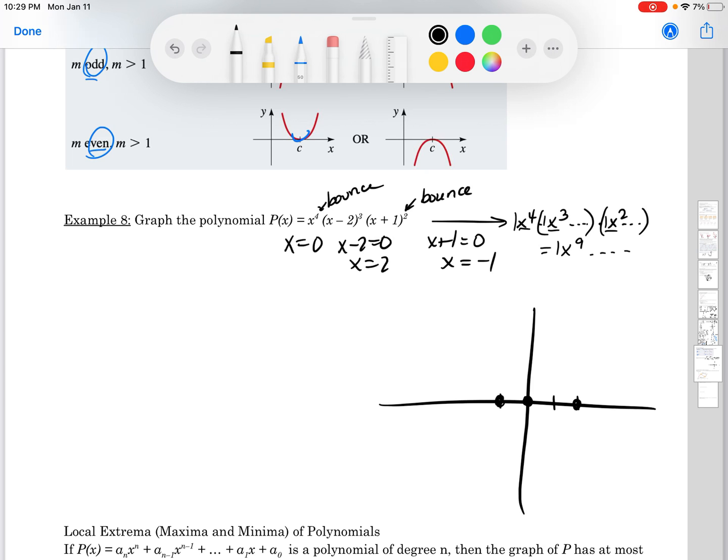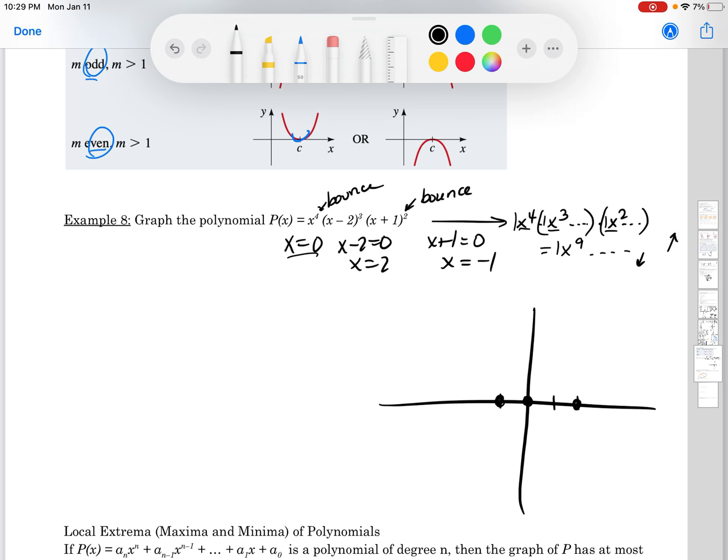9 is an odd number, so they're going to do opposite ends. They're going to do two different things. The 1 is even, so it's down on the left, up on the right. So I already kind of have a pattern going on here. I know that we have a bounce at 0.